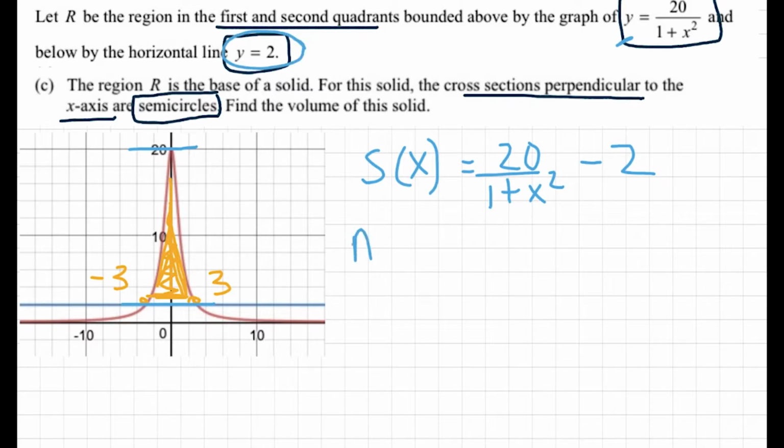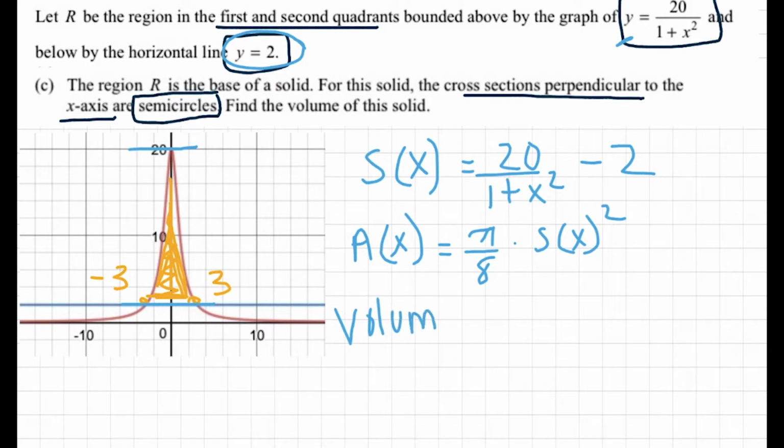Next, we have to write out the area, which is a of x, using the semicircle equation, which is pi over 8 times s of x squared. Now we're ready to set up the volume. So for the volume, first you'd write down an integral using the limits -3 and 3, which are the intersections. And basically what you do next is you take the a of x equation and just plug it in.